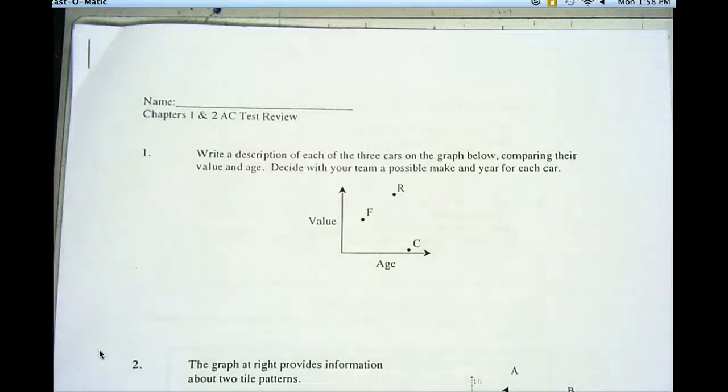Okay guys, this is going to be a video to go over your chapters 1 and 2 Algebra Connections test review. So number 1 says this: write a description of each of the three cars on the graph below, comparing their value and age. Decide with your team a possible make and year for each car. So let's look at all of them here, okay?